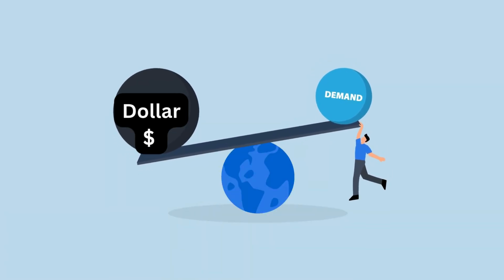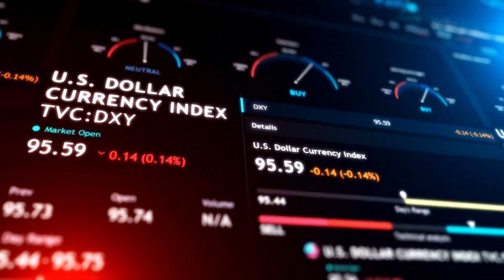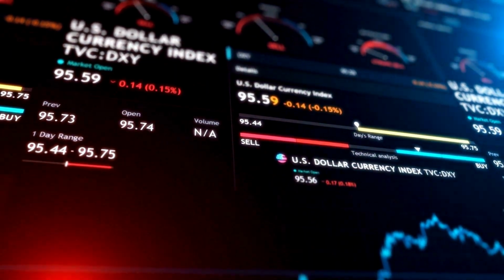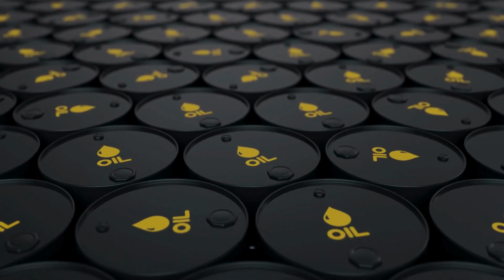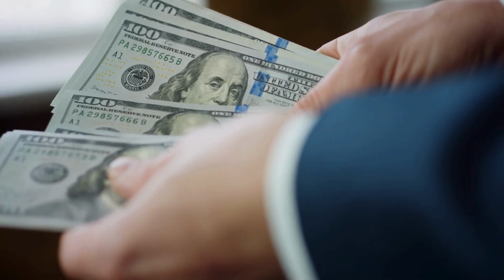But here's the key point. The US dollar is the world's reserve currency. That means countries store dollars, global trade happens in dollars, and major commodities like oil and gold are priced in dollars.